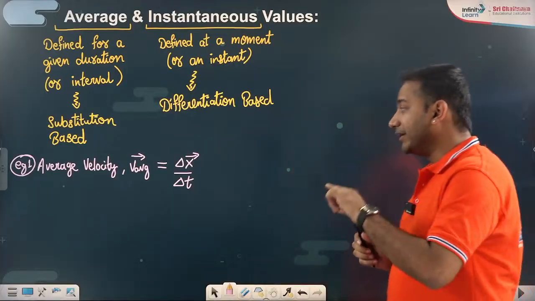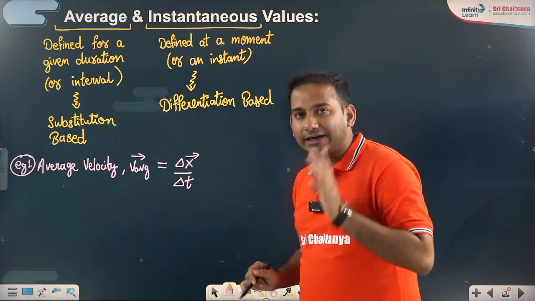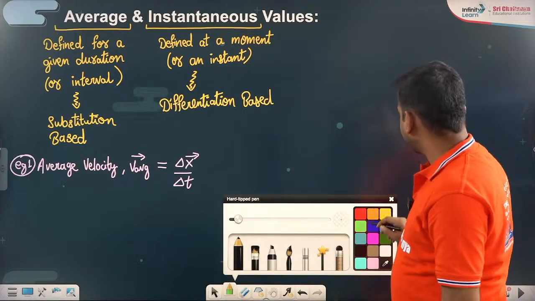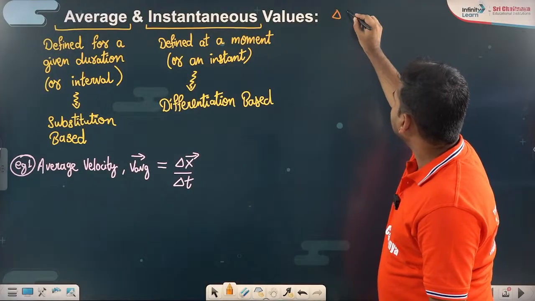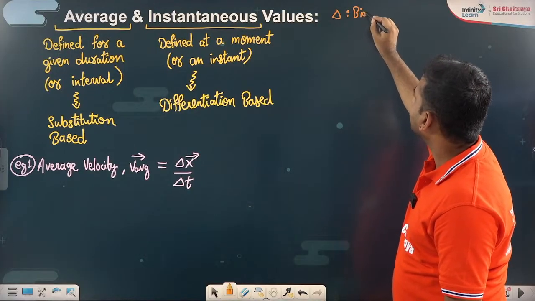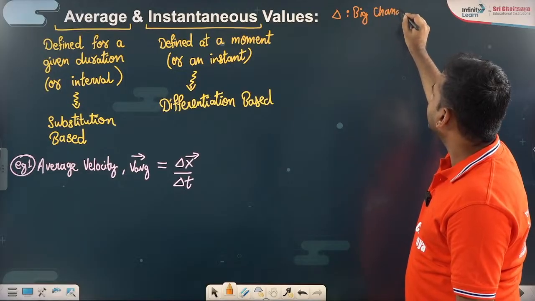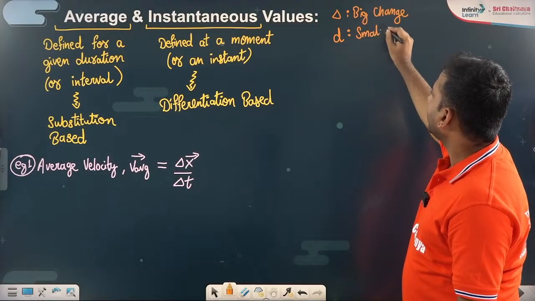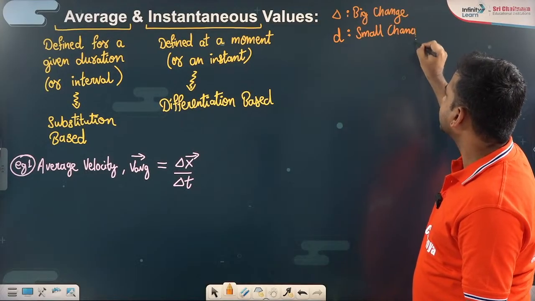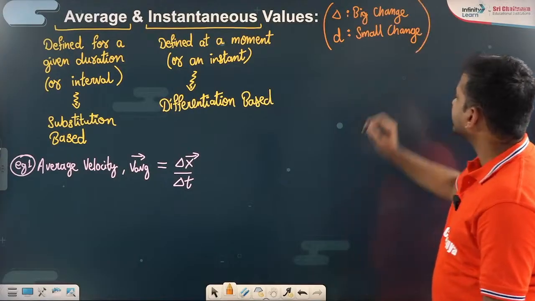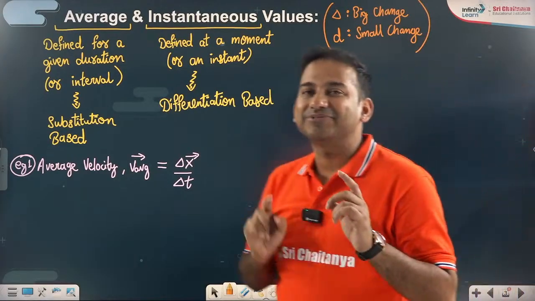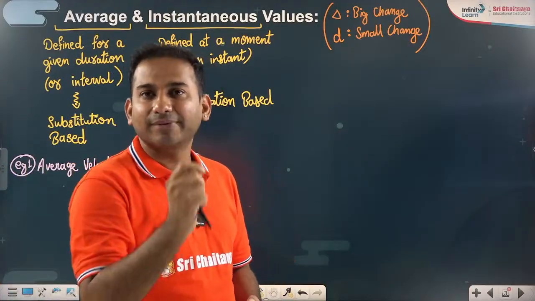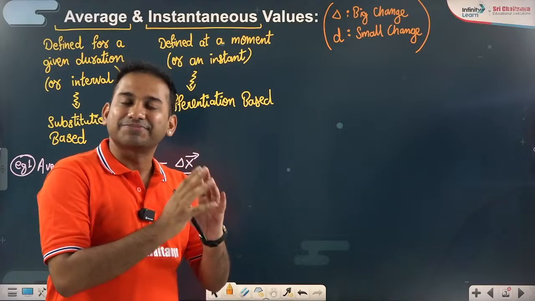If we have to deal with big changes, who will help us? Delta. Delta will generally refer to big change. I'll write it for you here, that delta generally refers to big change. And D generally refers to small change. In general, that's valid. In our discussion, whenever I'm writing delta, I'm trying to refer to the big changes, and whenever I'm writing D, dy by dx, then I'm trying to refer to the small changes.